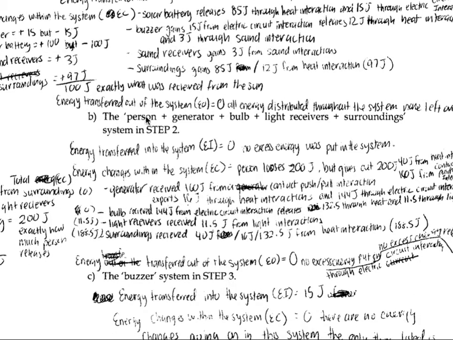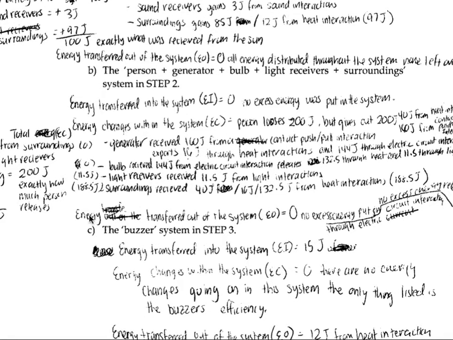For the second part, B, when I looked at the diagram, the energy transferred into the system is 0. No excess energy was put in the system. As we see from the box, it boxes the whole system, so there's no energy prior to that. And then I added up the different groups. So the generator, the bulb had 0, the light receiver received 11.5 joules, the surroundings received 188.5, totaling 200 joules, exactly how much was released in the diagram.